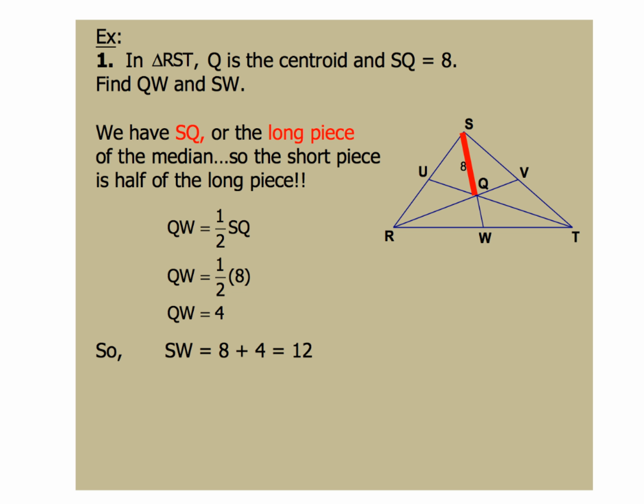So that means QW, if this part is 8, the shorter piece is half as long as that. And half of 8, well, that's just 4. That's really easy to figure out. So SW is going to be the entire piece right there, but the QW part is 4, so the SW piece, well, that's easy to see. 8 plus 4 gives you 12, so SW is 12. That wasn't so bad, was it?